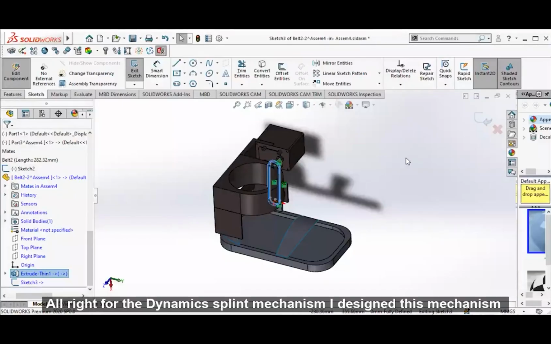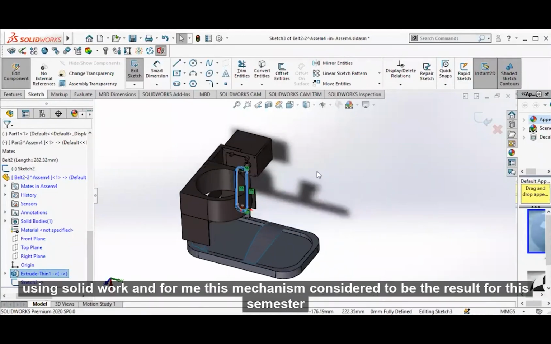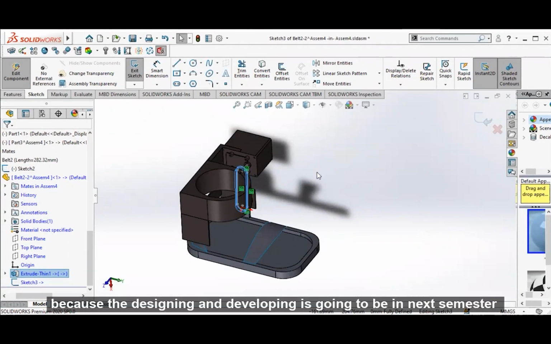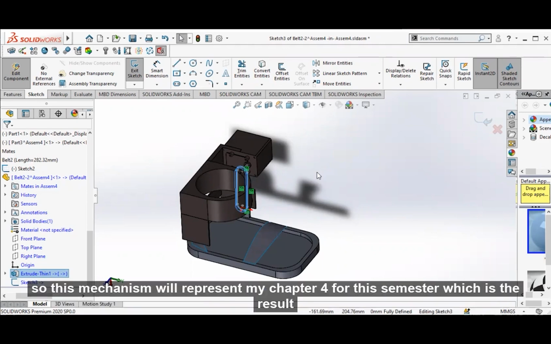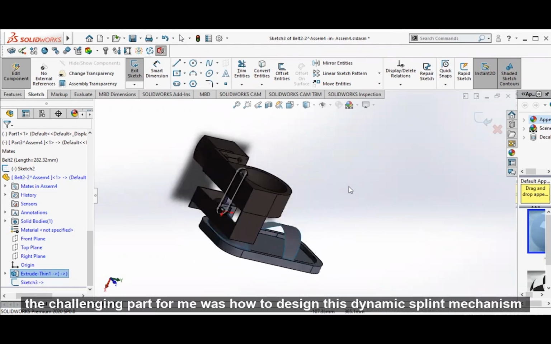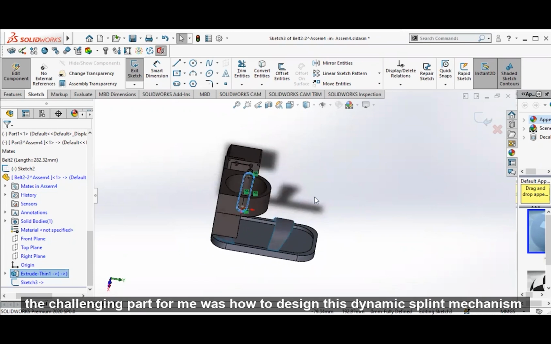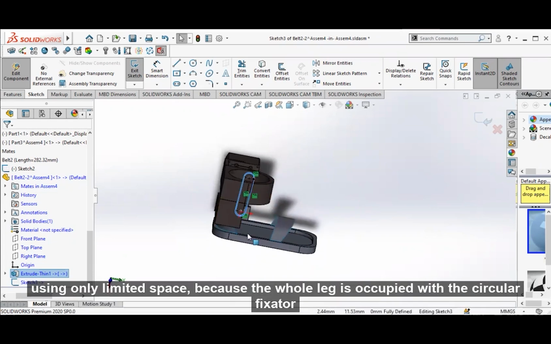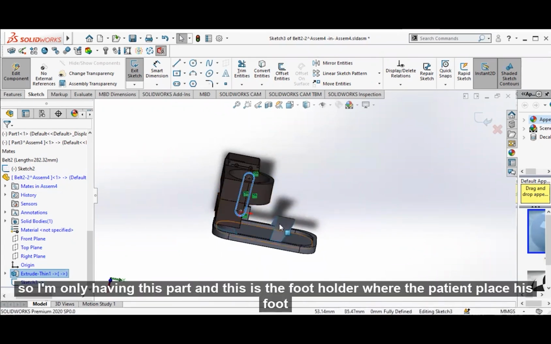All right, for the dynamic splint mechanism, I designed this mechanism using SolidWorks, and for me, this mechanism is considered to be the result for this semester, because designing and developing the smart control is going to be next semester. So this mechanism represents my chapter 4 for this semester, which is the result. The challenging part for me was how to design this dynamic splint mechanism using only limited space, because the whole leg is occupied with the circular fixator. So I'm only having this part.